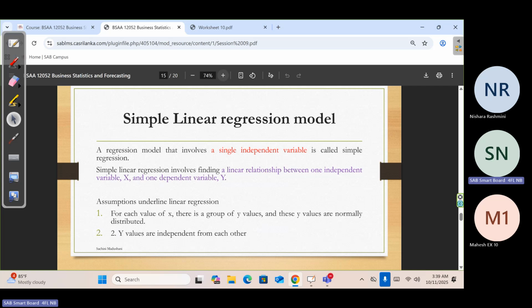What is the Y? Y කියන්නේ මොකද්ද? price එකයි quantity demanded එකයි ගත්තා. Y is quantity demanded. Then we take the quantity demanded data set. We need to check whether all the values are independent or not. It means one influences the other or not.